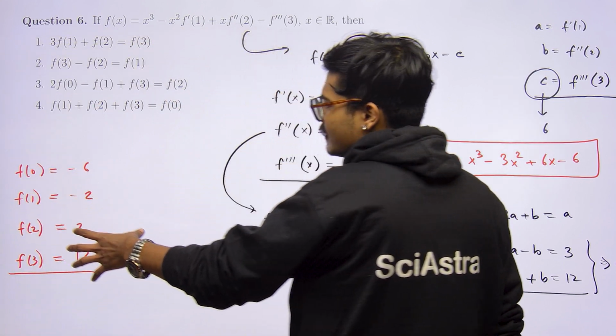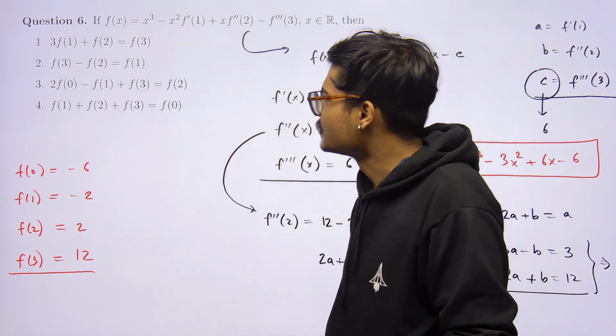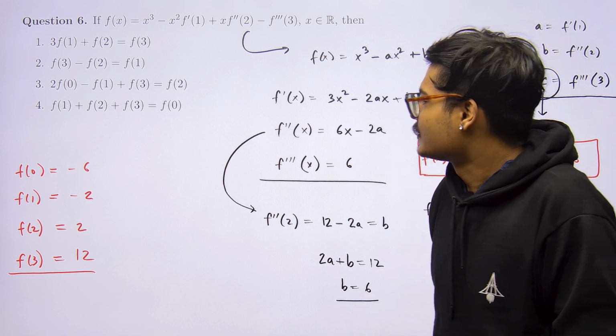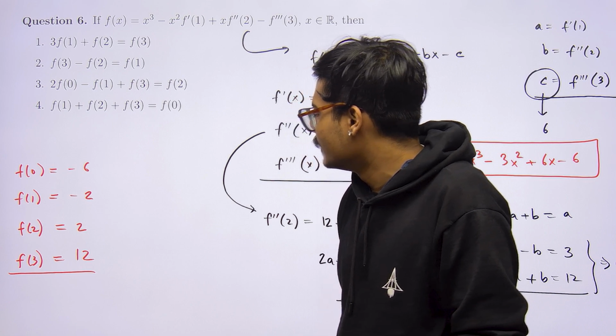Why did I find the values of these four? Because these are the ones which are there in the options, right? So you have some permutation of these options. So let's check if the first option is true. So 3 times f(1) plus f(2), that's minus 6 plus 2, is equal to f(3), that's wrong.